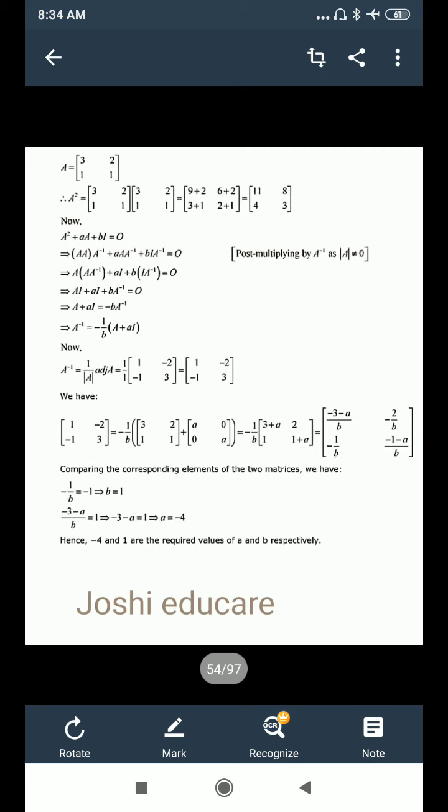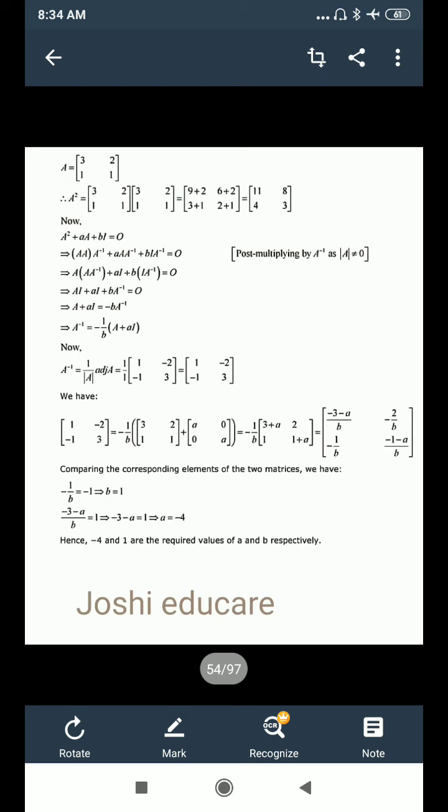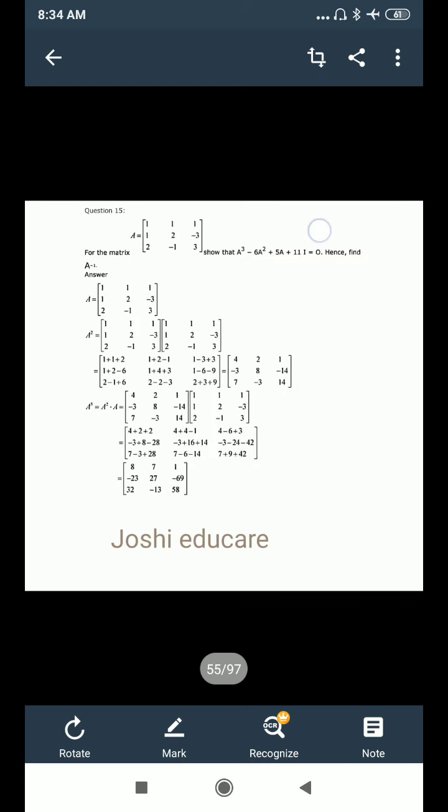Similarly, this element you will get 3 plus a divided by b, and that will be equal to 1. As b is already given equal to 1, we have obtained it is equal to 1. You put the value of b equal to 1, you will get the value of a. Come to the next question.